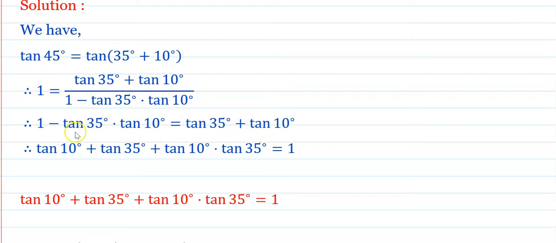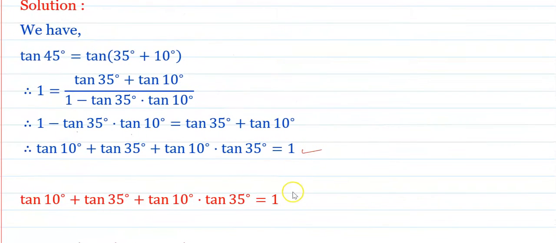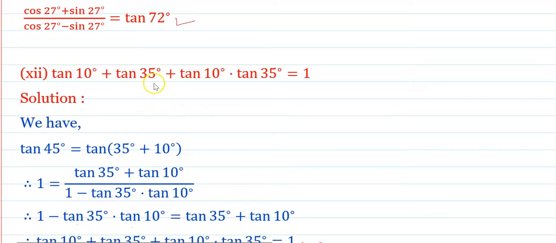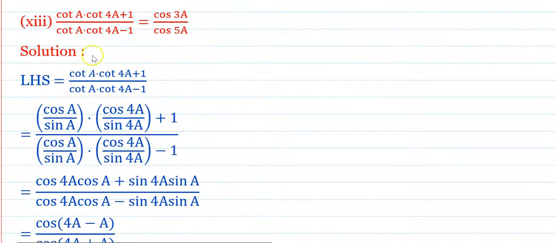Now here the minus tan of 35 into tan 10 we will bring to the right hand side. And while writing, how do we write it? That is, 1 is equal to tan of 10 plus tan of 35 plus tan of 10 into tan of 35, and that's equal to 1. And hence the result is proved. The trick to remember here is that the 1 is there, and 35 plus 10 is 45. This is nothing but the expansion of tan of 45, written as 35 plus 10. Now the next result.